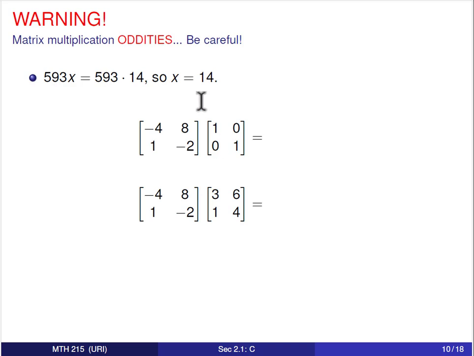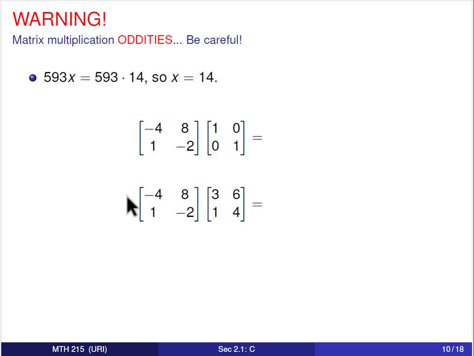With numbers, you can solve simple algebraic equations, 593x equals 593 times 14, by just sort of canceling something that's multiplied on both left and right. So since 593 is multiplied on both left and right, we can cancel that and just get x equals 14. Another way to think about that might be to divide both sides by 593. And if you did that, on the left you'd get x, and on the right you'd get 14, so x is equal to 14.